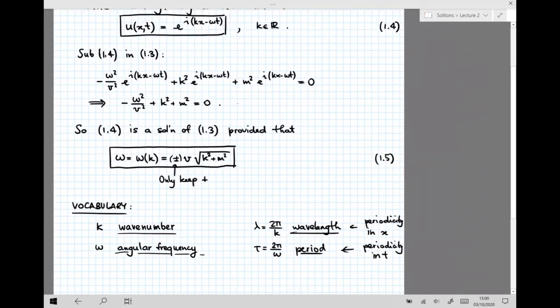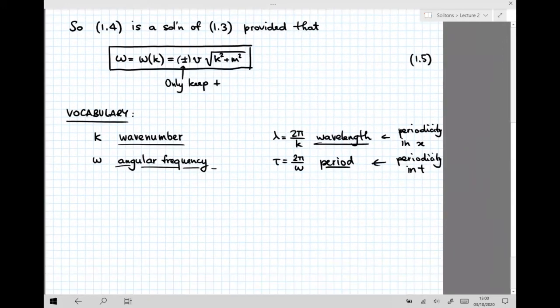And finally, any equation like 1.5, which relates the wave number and the angular frequency, is called the dispersion relation. So a formula like 1.5 relating omega and k is the dispersion relation.